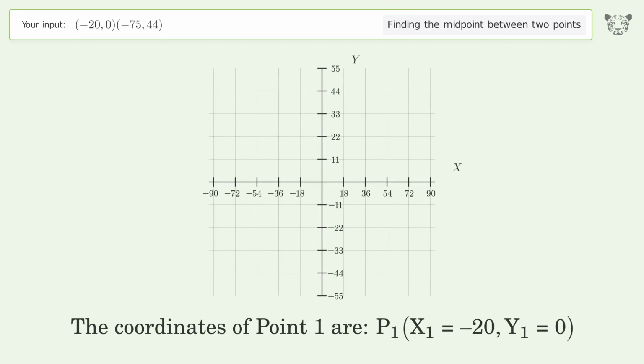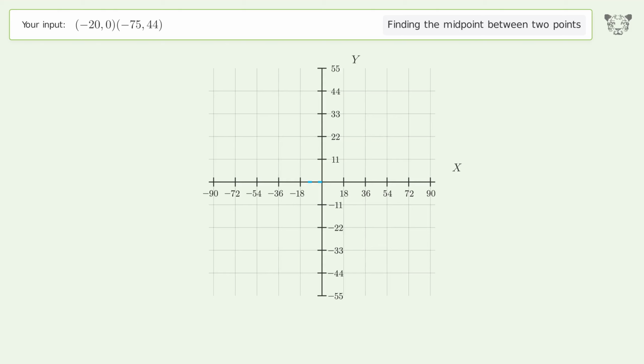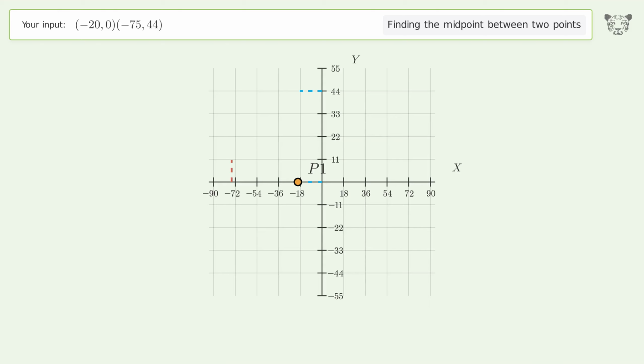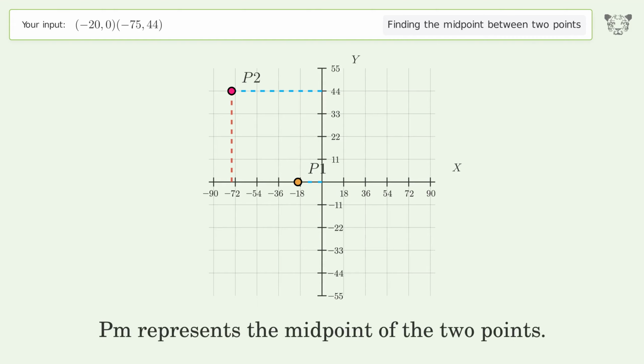The coordinates of point 1 are, x1 equals negative 20, y1 equals 0. The coordinates of point 2 are, x2 equals negative 75, y2 equals 44. PM represents the midpoint of the 2 points.